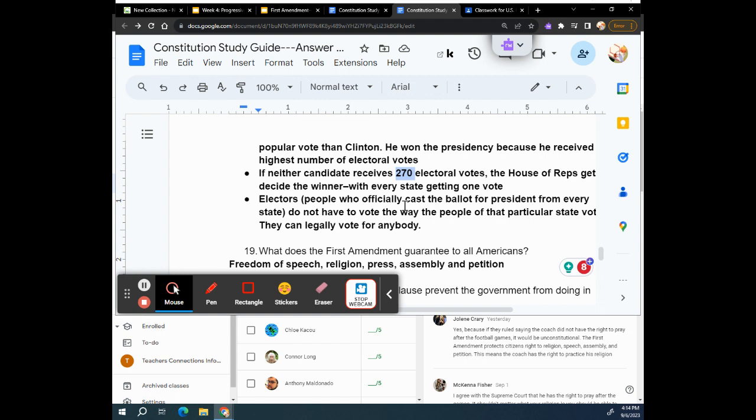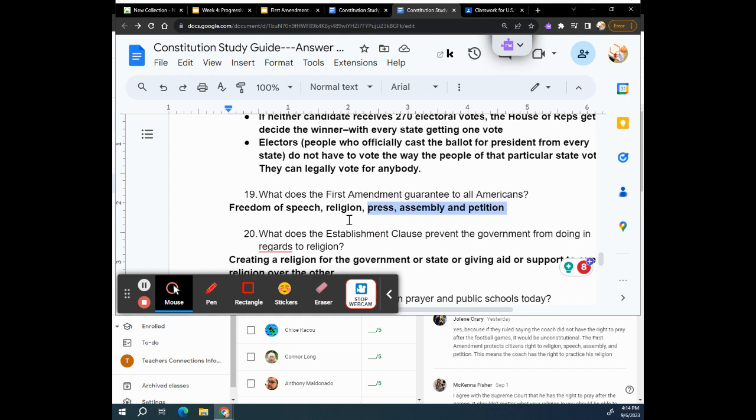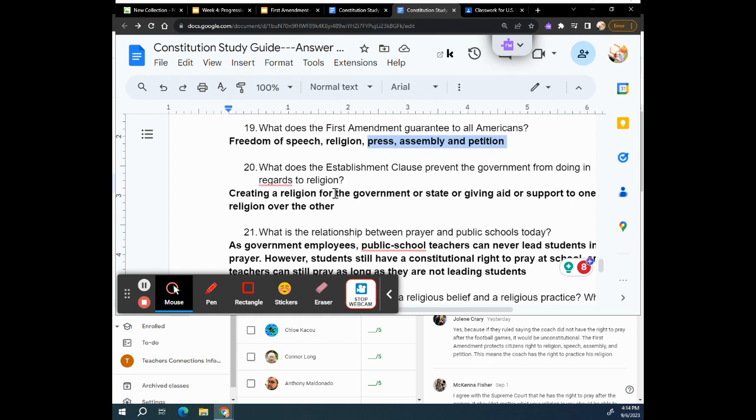First Amendment: freedom of speech, religion, press, assembly, and petition. We did not go over these, but on your test, it will be all of the above. It'll be one of those that once you see it, you'll know that all these are things guaranteed under the First Amendment.